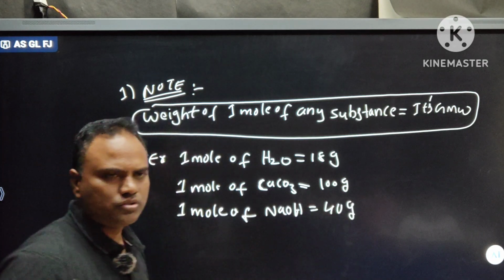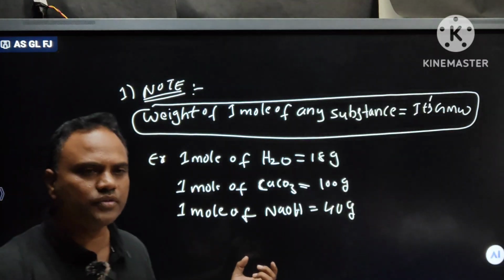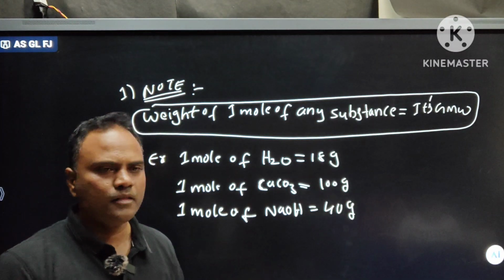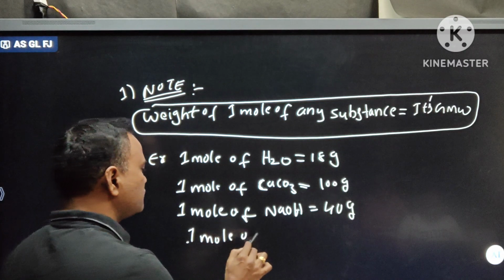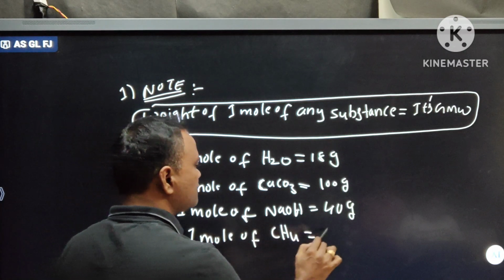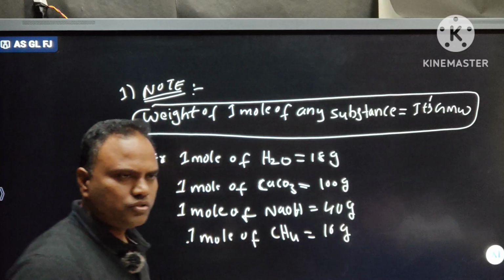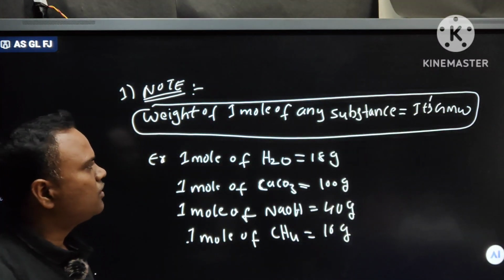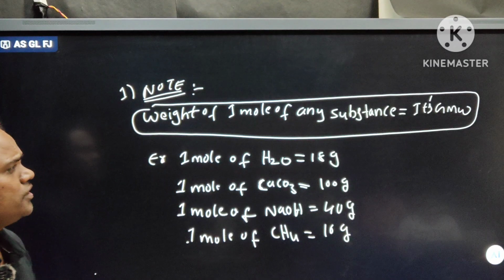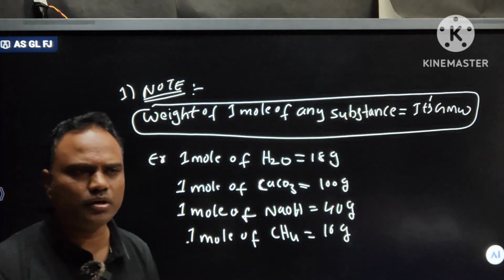Don't get confused during the numerical part. These are very important fundamentals. Clear? Methane, 1 mole of methane, 16 grams. During numericals we take it directly. Clear? 1 mole of any substance weight is equal to its gram molecular weight.